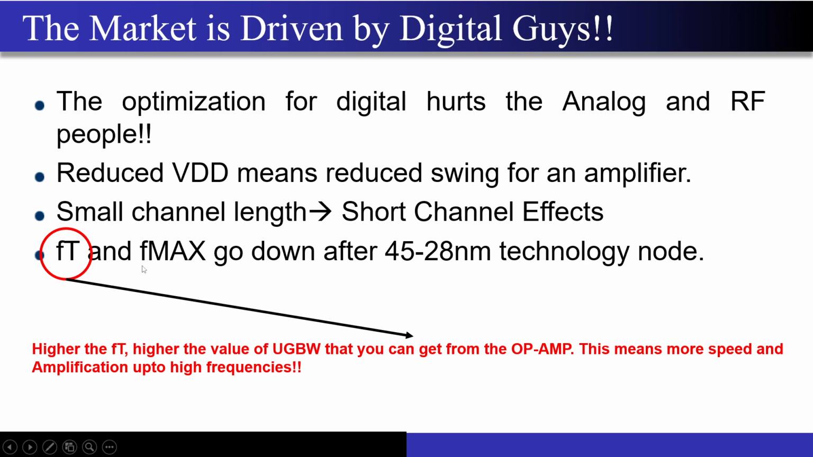If you ask me, then at least FT by 5 or FT by 6. Correct. So if your FT is around 100 gigahertz, then the UGBW that you can easily get will be somewhere close to 15 gigahertz or so, maybe 10 gigahertz. So it will be something like that. You just cannot keep on increasing the channel length like that.